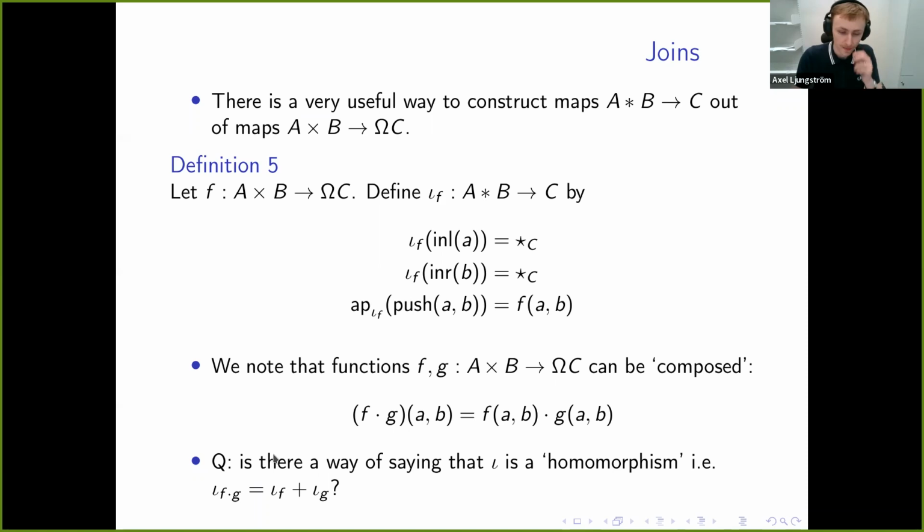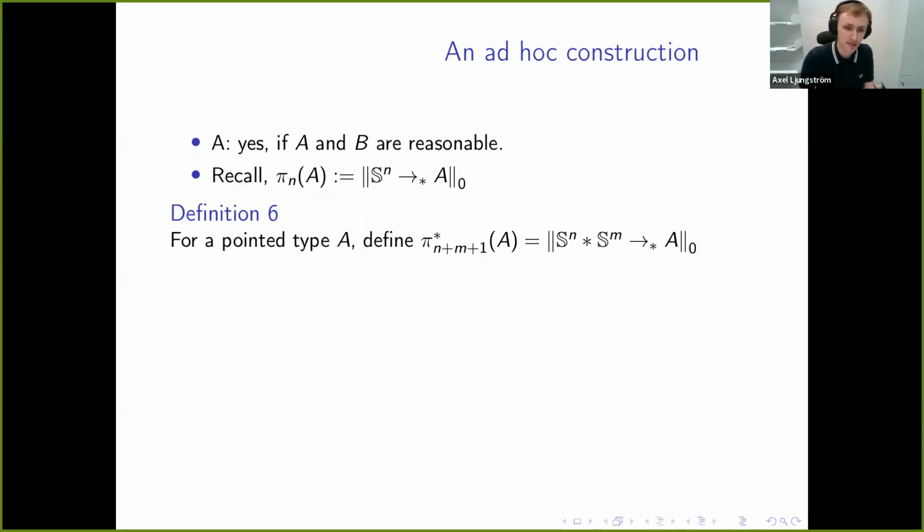So now there's a natural, half natural question. Is this iota a good construction? Is there some way of saying that iota of f composed with g is the same as iota f plus iota g, whatever plus means here? And the answer is yes, if A and B are reasonable.